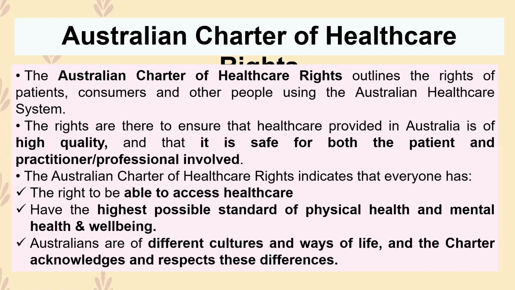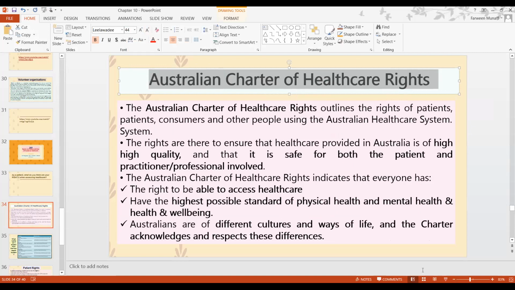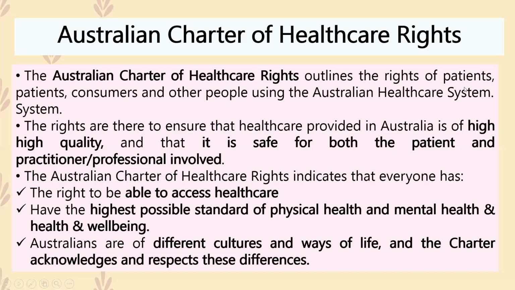So the first thing that we're looking at is the Australian Charter of Healthcare Rights. Basically, the Australian Charter of Healthcare Rights looks at everything that we just talked about, and it's like this idea that just like the Constitution gives us all our laws, the Australian Charter of Healthcare Rights is a big document that outlines the rights we have when we access the Australian healthcare system. Okay, these rights may differ from country to country, but in Australia, these are the rights that apply.